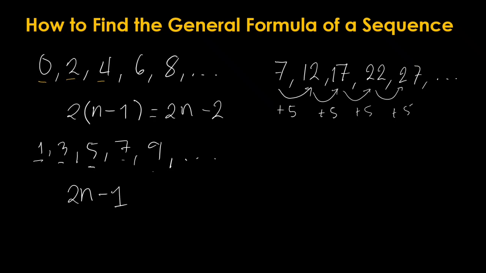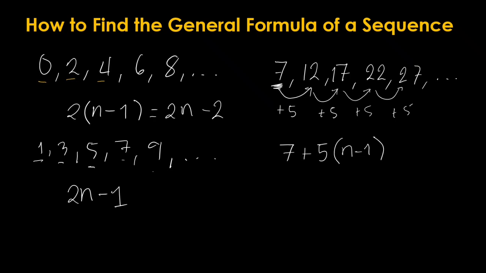Now, how will you get the formula of these types of sequences? The general formula is easy. You just simply copy the first term, which is 7, and then you add the common difference, which is 5, multiplied by n minus 1.